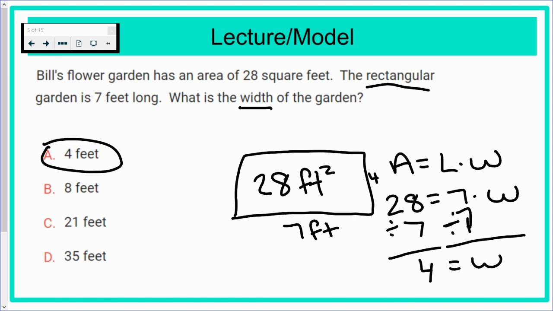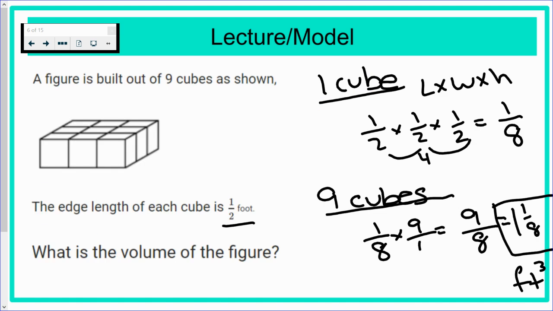All right, moving along. A figure is built out of 9 cubes as shown. The edge length of each cube is a half foot. What is the volume of the figure? First we need to figure out the volume of one cube, and then we're going to multiply that by 9 to get all 9 cubes.